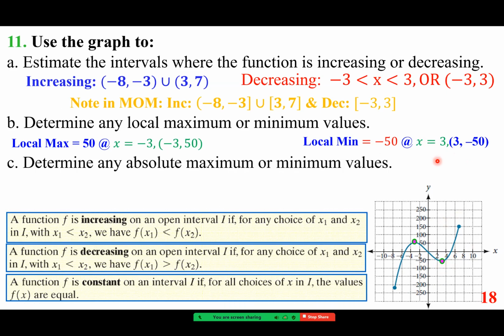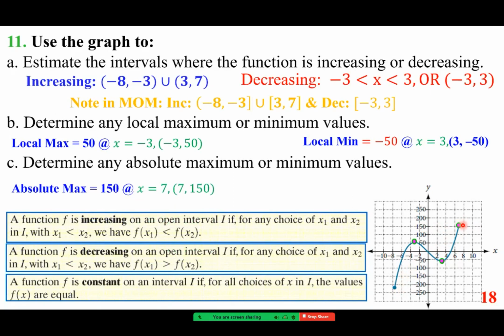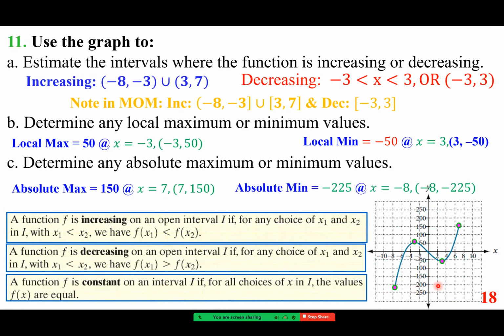What about the absolute max? It's important to know that the endpoints, for example this one, can it be a local max? No. Can it be a local min? No. If it is anything, it's an absolute. If this one is above every point, it becomes an absolute. Otherwise, it's nothing. If it's below everything, it becomes an absolute. Otherwise, it's nothing. So the absolute max is equal to the y coordinate of this point, which is 150 at x equals 7. This one, below this, there's no other point. So that's the absolute min, equal to about -225 at the pair -8, -225.